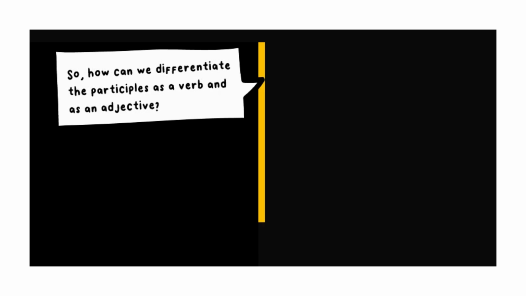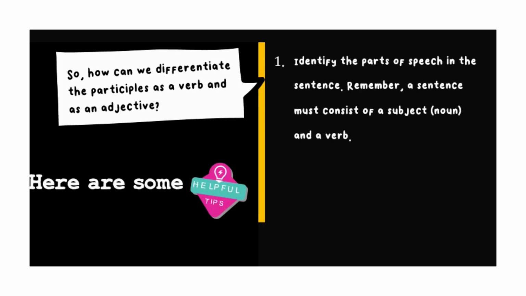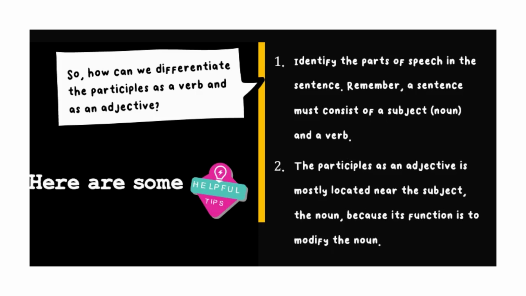So, how can we differentiate the participles as a verb and as an adjective? Well, here are some helpful tips for you. Tip number 1. First, we have to identify the parts of speech in the sentence. Remember, a sentence must consist of a subject, which is a noun, and a verb. Second, the participle as an adjective is mostly located near the subject, the noun, because its function is to modify the noun.